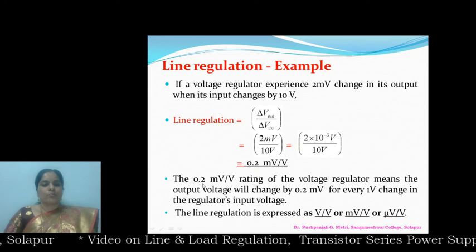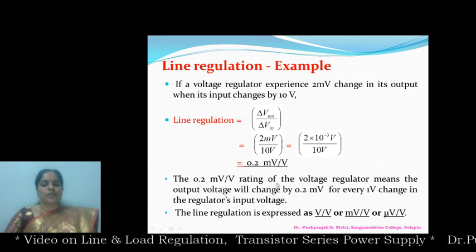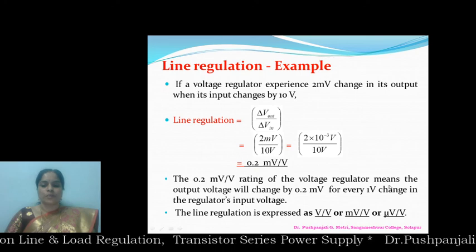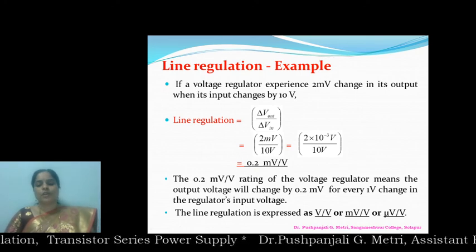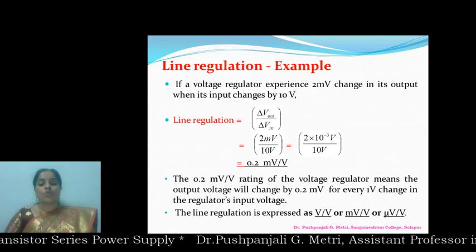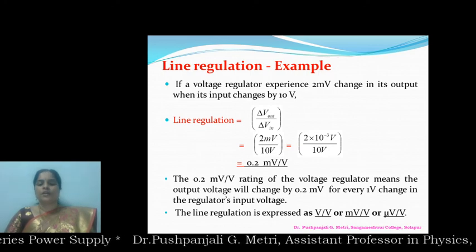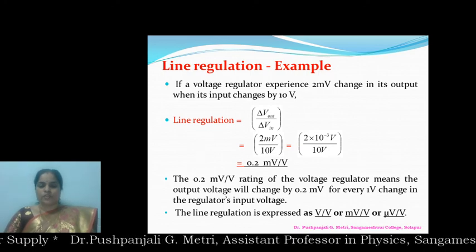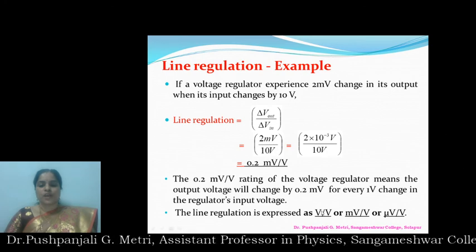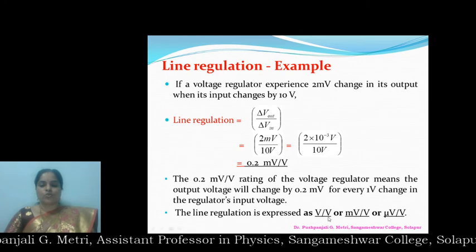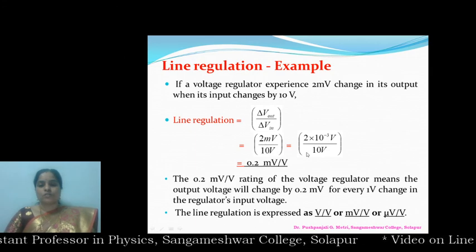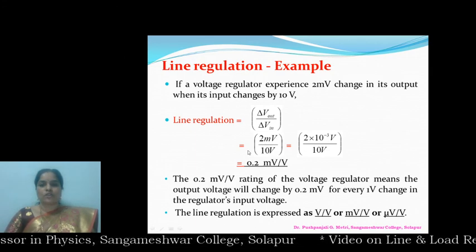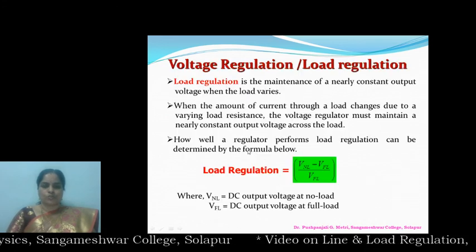So the 0.2 millivolt per volt rating of the voltage regulator means the output voltage will change by 0.2 millivolt for every volt change in the regulator's input voltage. The line regulation is expressed, as I just told you, as volt per volt, millivolt per volt, or microvolt per volt, depending upon the change in the output.